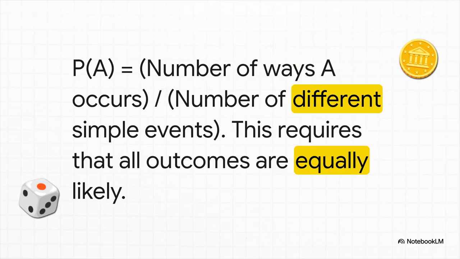Now, the classical approach is a bit more theoretical. It's perfect for those clean situations where every outcome has the exact same chance of happening, like a fair coin flip or a roll of the dice. With this method, you don't even have to run an experiment. You just divide the number of ways your event can happen by the total number of possible outcomes.